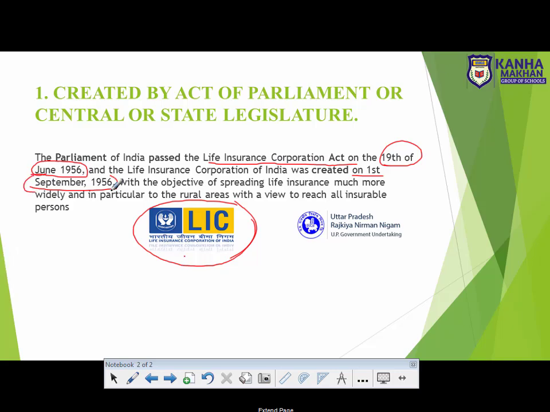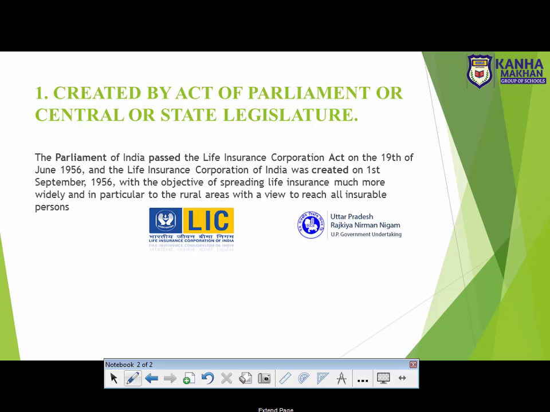And what was the objective of this LIC? The objective was to spread life insurance much more widely, in particular in the rural areas, with a view to reach all insurable persons. The main objective of LIC was to reach the maximum number of individuals so that this insurance sector can be boosted. Now moving further, this was the example of the central.